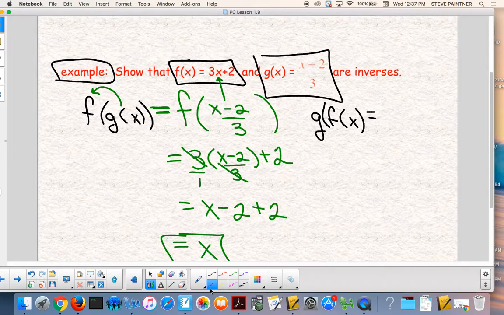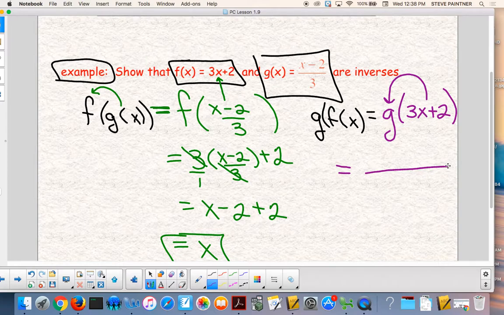Okay, so we're going to go g of f of x. f of x is what? 3x plus 2. Now, of course, you don't know what this number is. It could be 10, it could be 20. You're going to put it in g. But where's g? Right there. It's going to be the x number minus 2 over 3. And what are you putting in for x? 3x plus 2. There you go. So this gets put into your x, right?